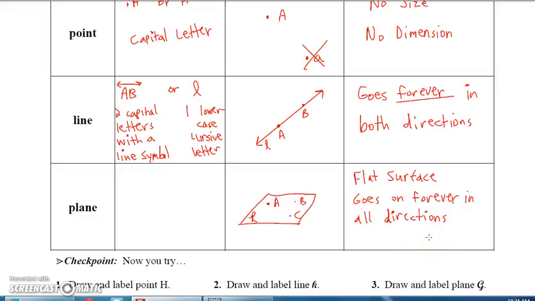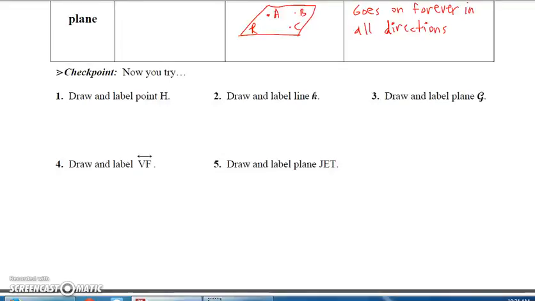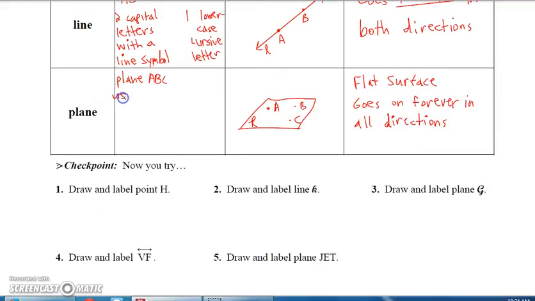Okay. So how can I name this particular plane? Well, I could just call it with the word plane, plane ABC. Just like a line, you use any 2 points that are on it. A plane, you pick any 3 points that are on it. And again, the order doesn't matter. So I could call it plane ABC, plane BAC, plane CBA. You use the word plane and 3 capital letters. Remember, it's capital regular, non-cursive letters, because a capital letter is a point, and we're naming this plane by 3 of its points.